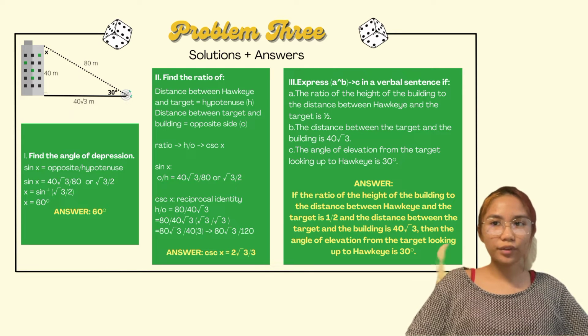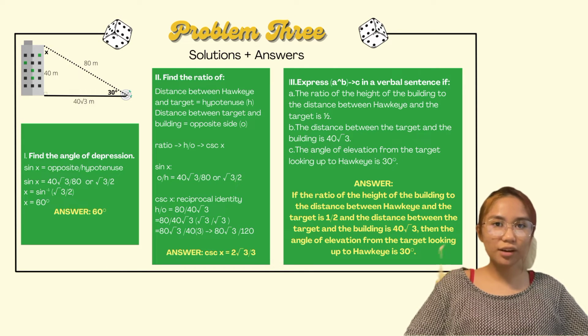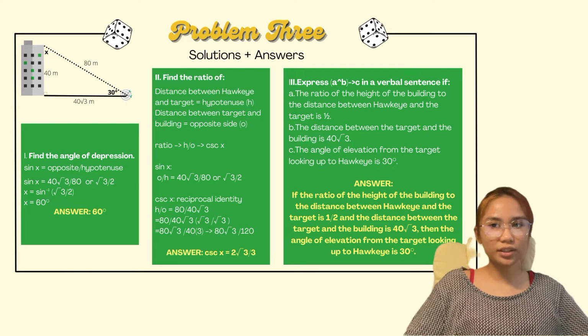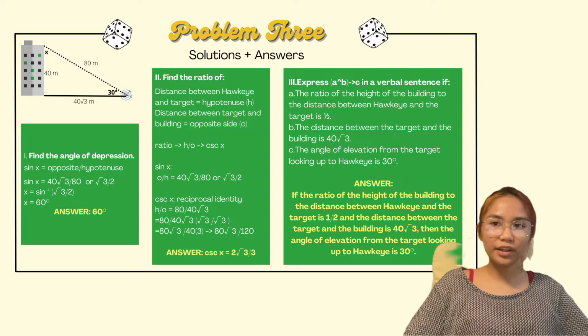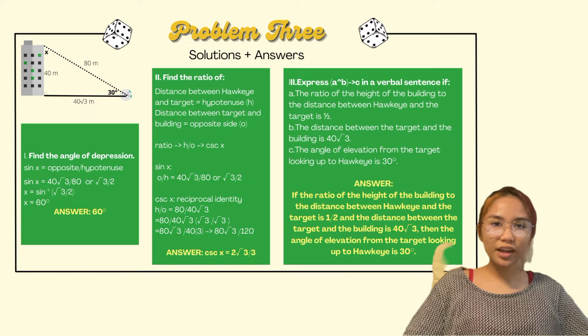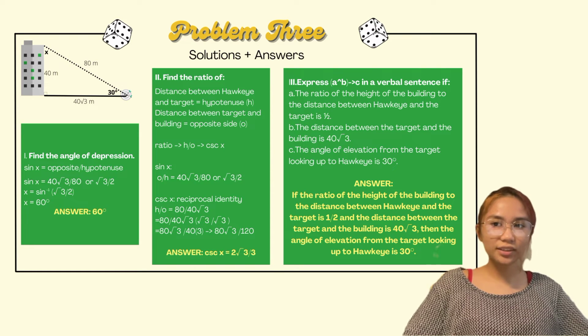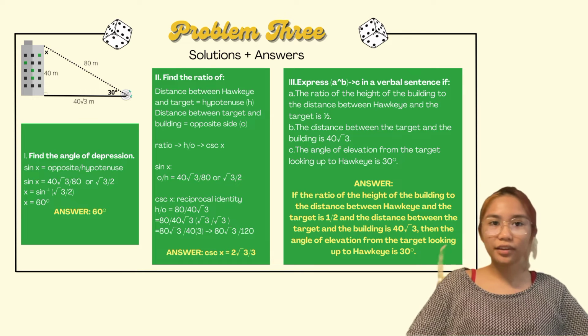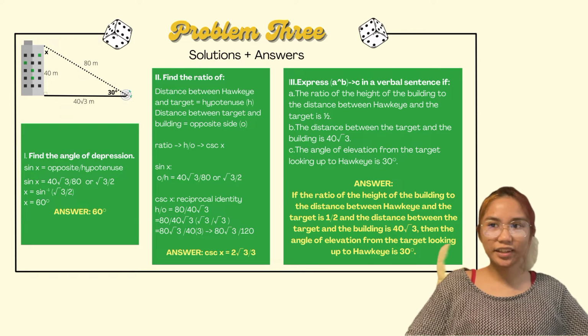So now that we have the measurement of the opposite side, we can now solve for sine x. So sine x is equal to the opposite side over the hypotenuse. And in our given here, sine x is equal to 40 square root of 3 over 80, or square root of 3 over 2. Now to get the angle of depression, which is x, we need to find the arc sine of square root of 3 over 2, which is in this case 60 degrees. And therefore our angle of depression is 60 degrees.